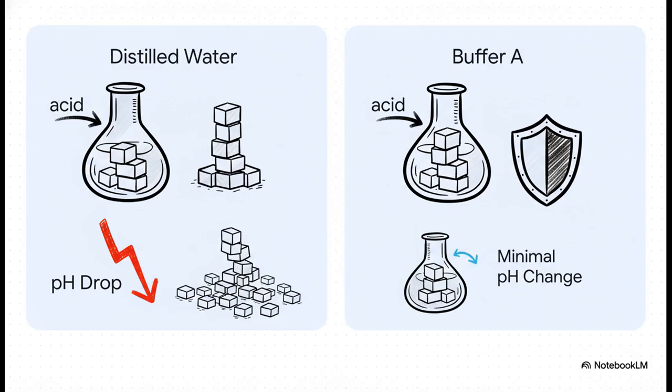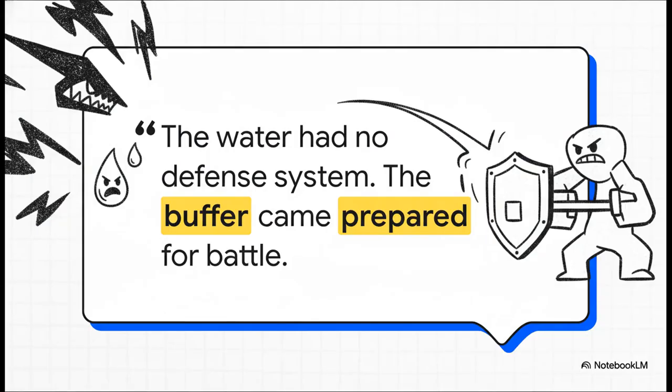But then look to the right. Buffer A, armed with its acid-base team, it barely even flinched. The pH only moved from 4.5 to 3.9. It totally held the line. So that's the bottom line here. Water is just vulnerable. It has nothing in it to fight off that incoming acid. The buffer, though, it came ready for a fight. That weak acid and conjugate base pair is the entire reason the outcomes were so different. It's really the hero of our story.